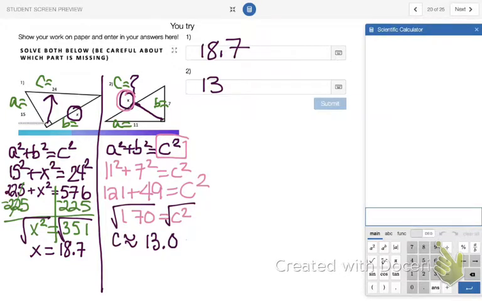Okay, so did you get approximately 13? So the square root of 170 is actually equal to 13.038. So if we round it to the nearest tenth, I'll just get 13.